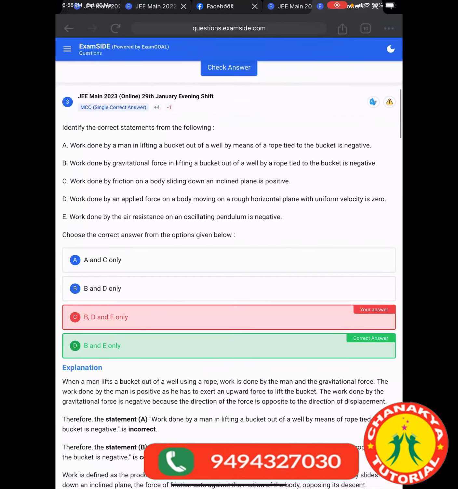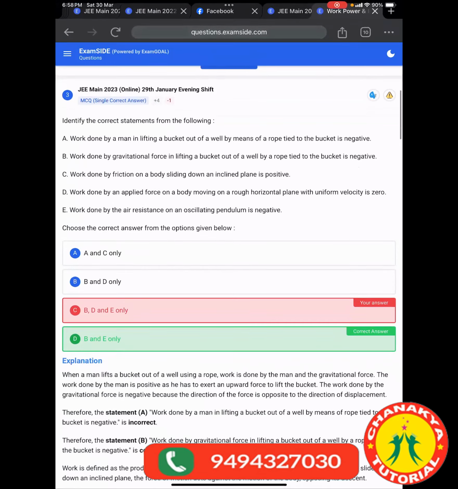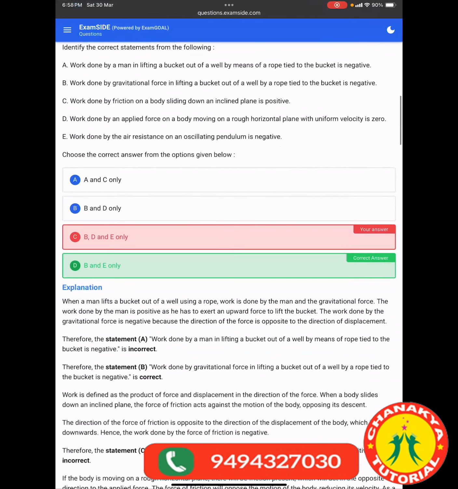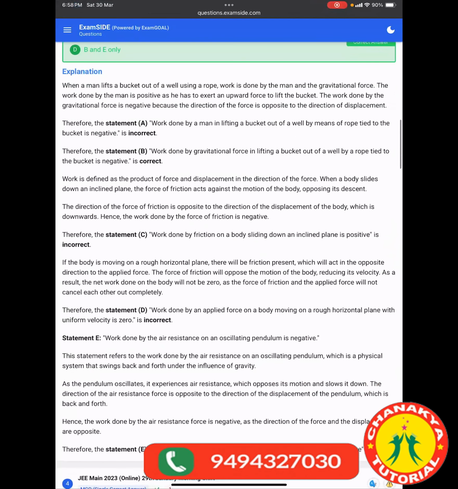What it is saying, D is work done by an applied force on a body moving on a rough horizontal plane with uniform velocity is zero. It's correct only, no? Oh, it is saying B and E only. Let us see what explanation he has given for D.